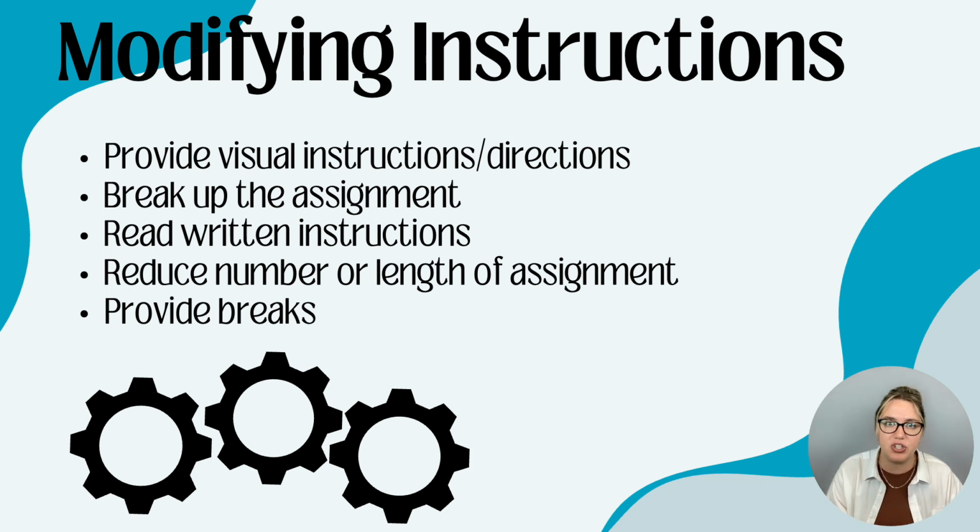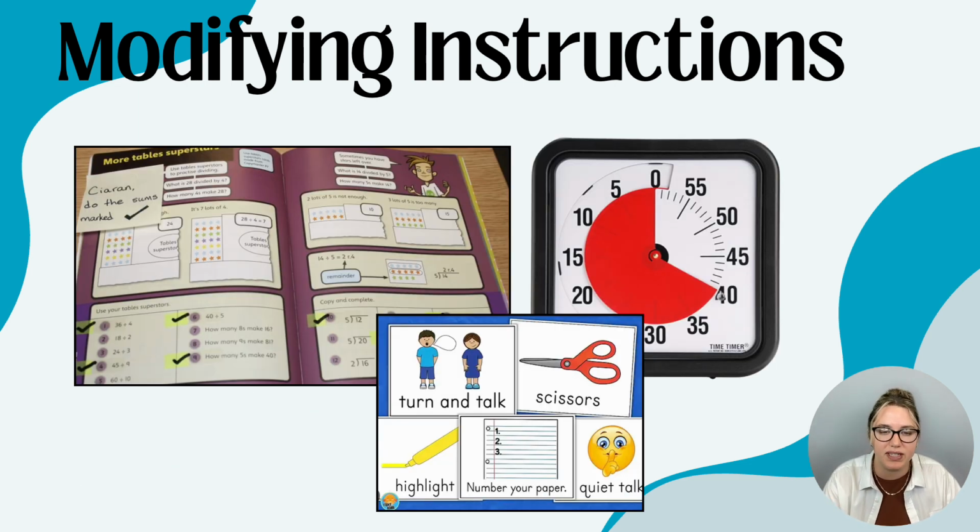So modifying instructions, modifying assignments can look a number of different ways, and we're going to dive into that just a little bit as well. So if you see here, you can see that in the math book, it's telling the student, just do the numbers with the check marks. So the teacher went through proactively and said, I really need to see that they've learned these concepts, or I really need to know that they're practicing these concepts. So the teacher just checked the ones that they need to do.